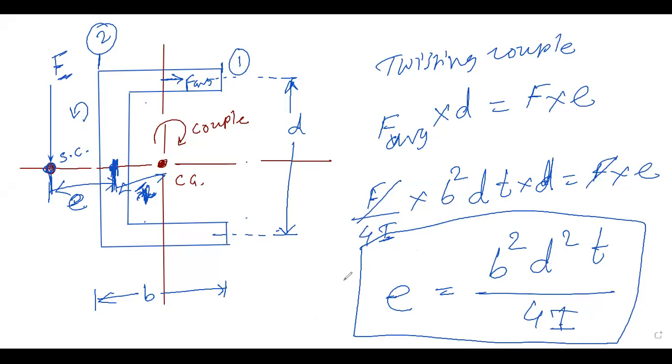So what we have done, we calculated the average shear force, and the external applied force is already there. So average shear force multiplied by D is equal to F into E. That will create the couple, the twisting couple. We have equated that, and from that we have calculated the shear center distance. E is equal to B square D square T divided by 4I.